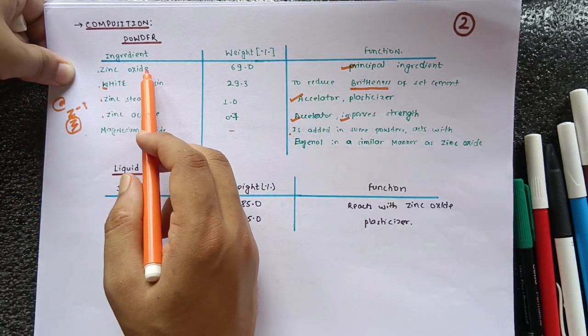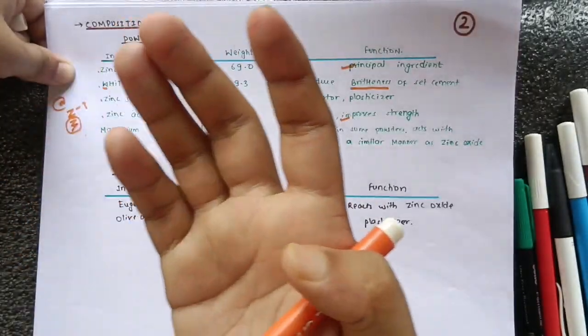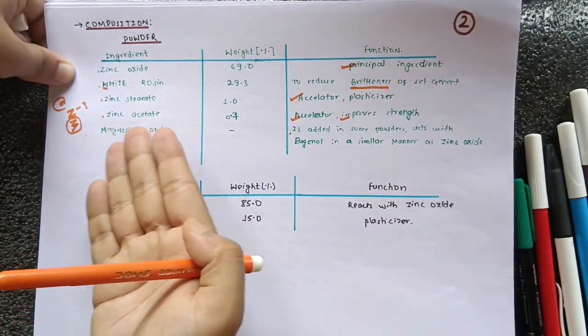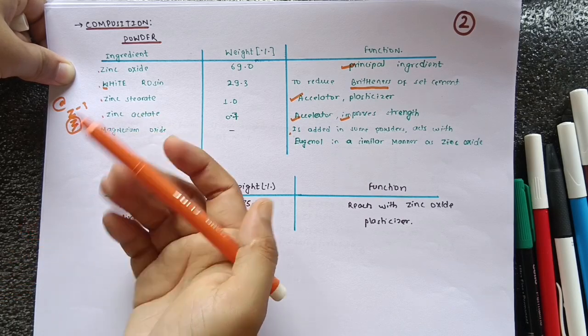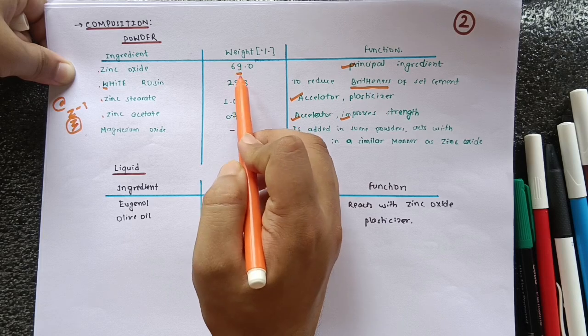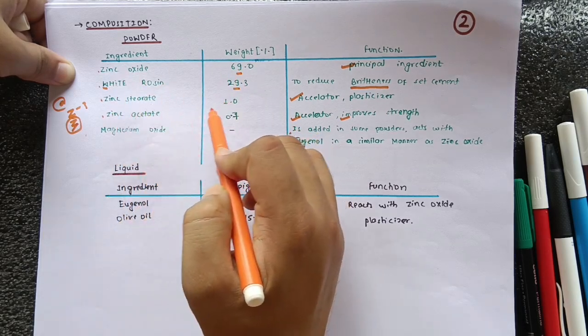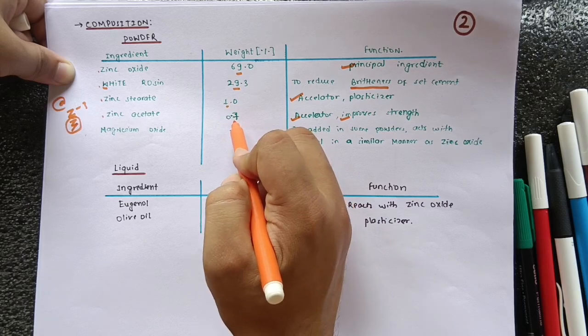Okay, so zinc oxide, white rosin (white rosin is just 1%), zinc stearate and zinc acetate. Another supplementary oxide, magnesium oxide, is present there, and the percentage by weight is 69%, 29%. So there is 9 in both the zinc oxide and white rosin, and zinc stearate and zinc acetate are in very little amount, 1% and 0.7%.